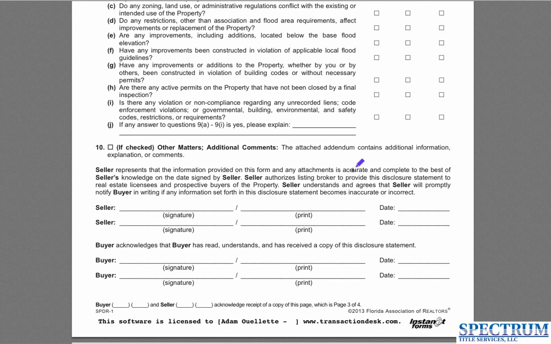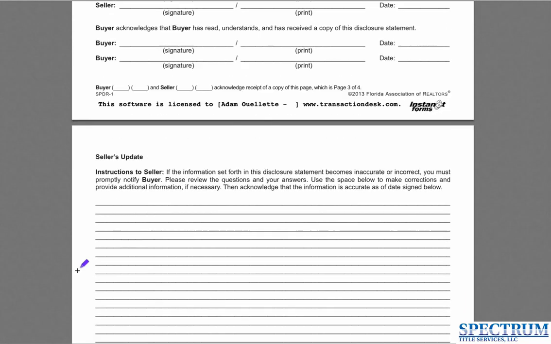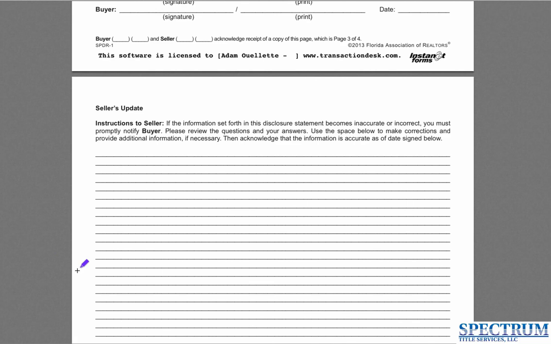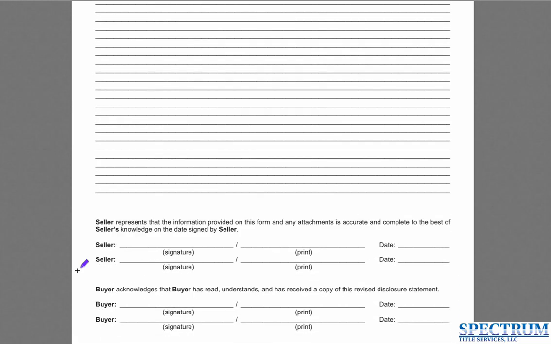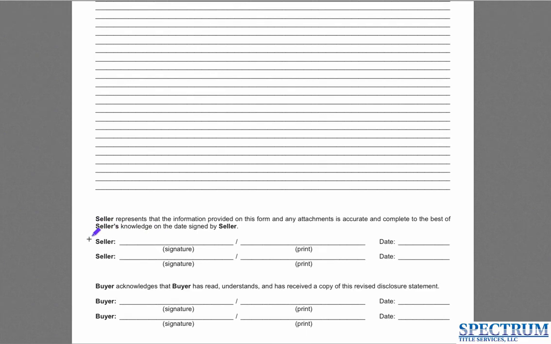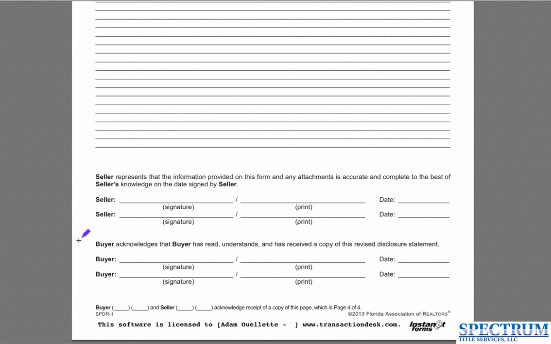The seller is going to sign, make sure they date, it's very important. Buyer will then sign and date that they've read, understand, and received a copy of the disclosure. And there's also initials on each page. And then the last page here is where seller can provide any additional information they feel is necessary, and this one as well will be signed and dated. Okay, so that's the FAR seller's disclosure form for residential properties.